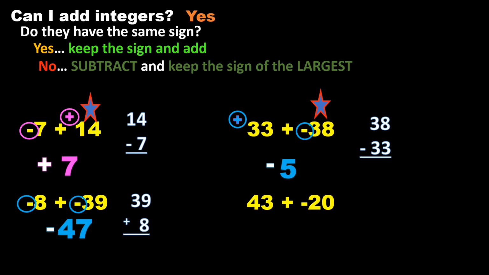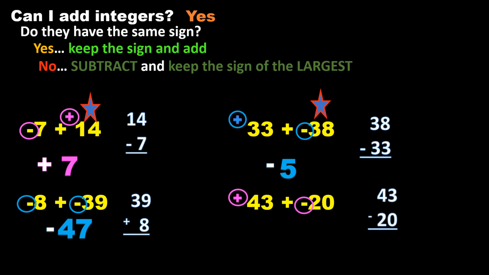Bottom right, I've got 43 plus negative 20. Do I have the same signs? Once again, I had that understood. I would put that on your paper. It's going to make your life a lot easier as we do these and we continue to move forward throughout the year. So when I have them and I notice that they are opposite signs, then my math has to be, since it's a no, subtraction.